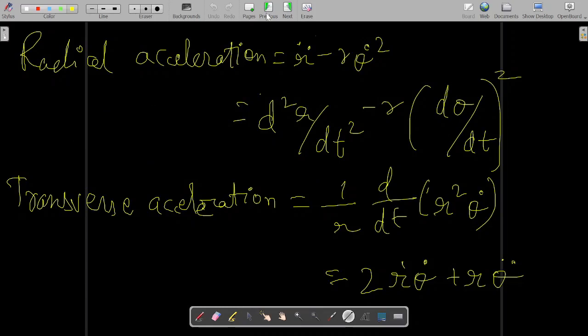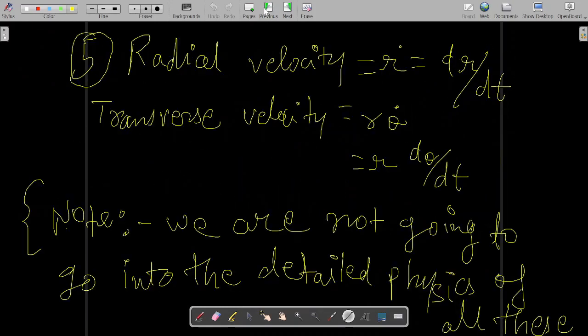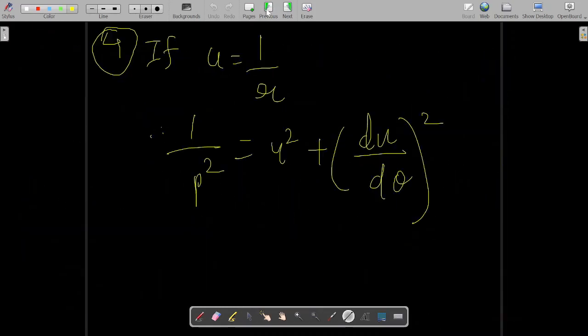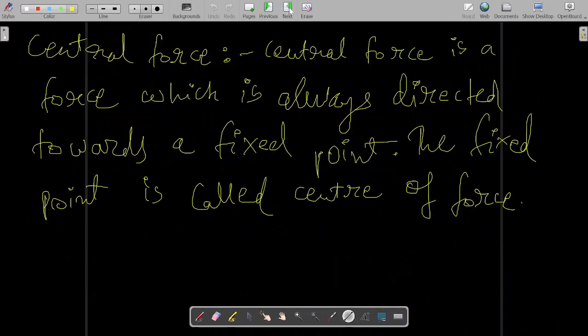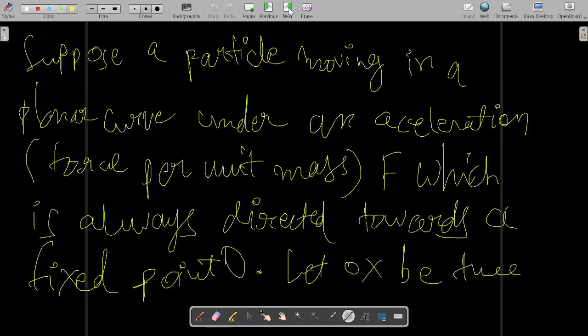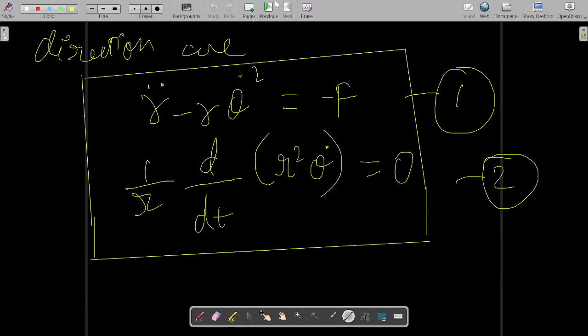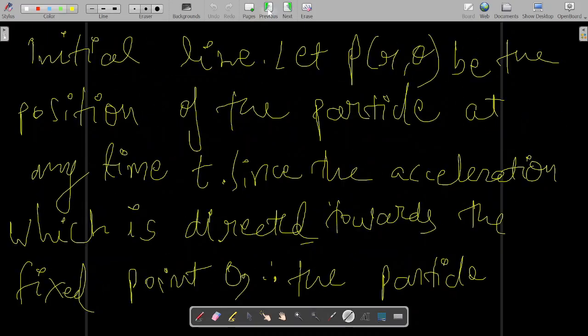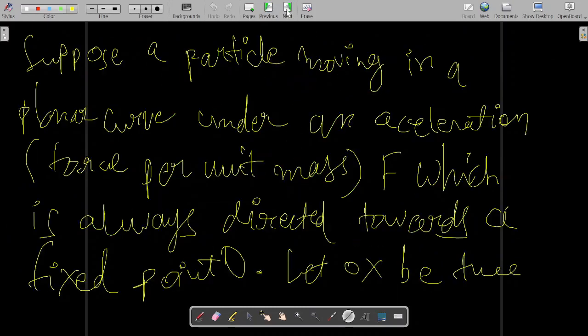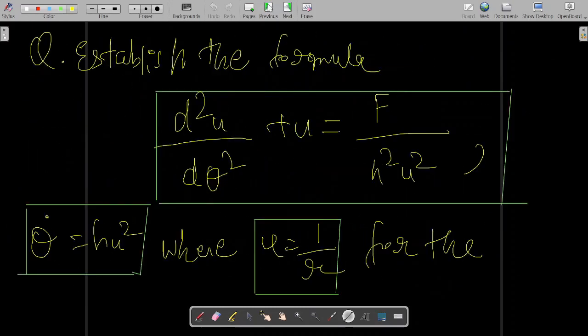See over here. I had already written all this equation of motion. So these are your equation number 1 and 2. Integrate equation 2. Now we will integrate equation number 2. Why will we integrate equation number 2? This is very clear from the question. Where is the question? It is over here.